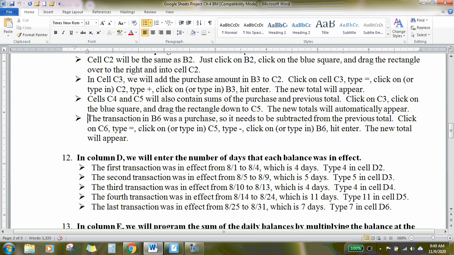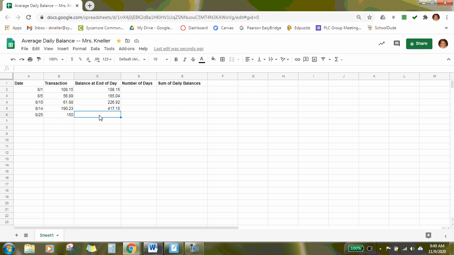But for the next one, this was a payment, so we're going to have to subtract it. Okay. So we're going to click on the previous cell in column C. So we're going to click on C5. Okay, and then we're going to subtract the 150. So that's what's going to go into C6. So in C6, type equals, and then up above, click on C5, do minus, and then click on B6 and hit enter. And there's your total.